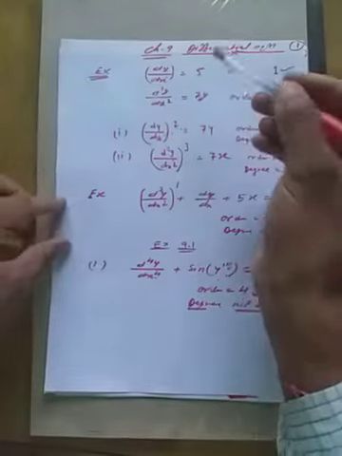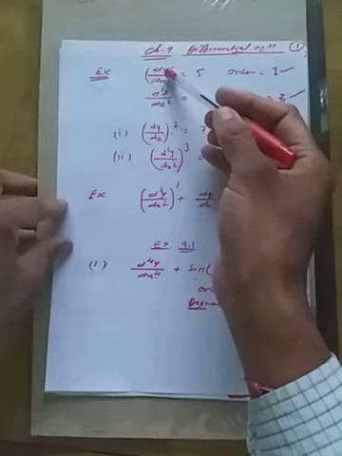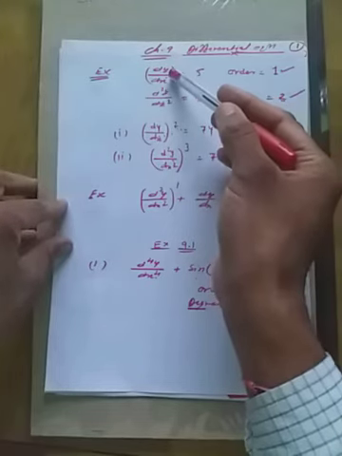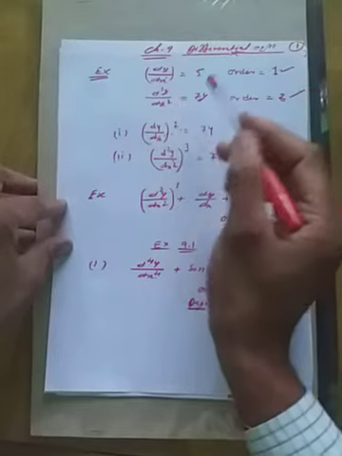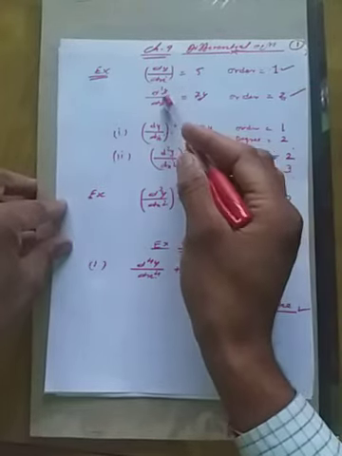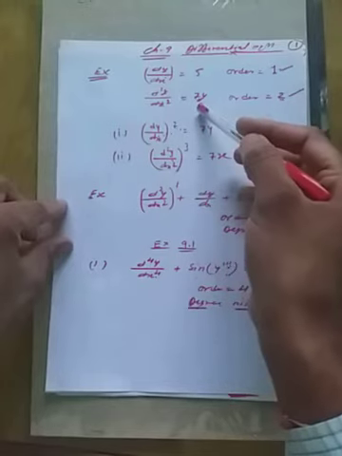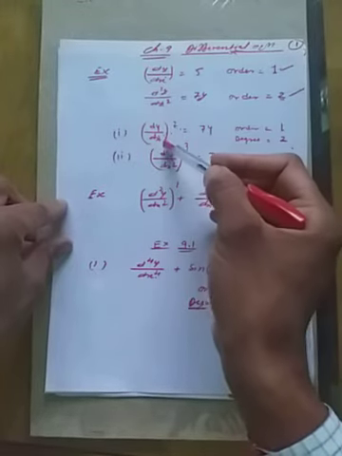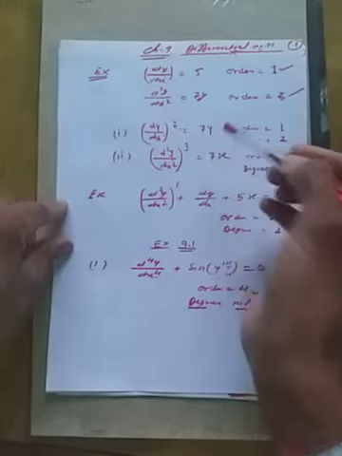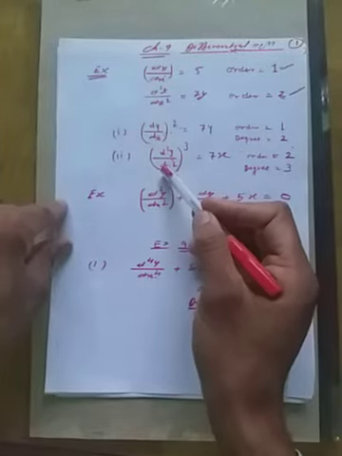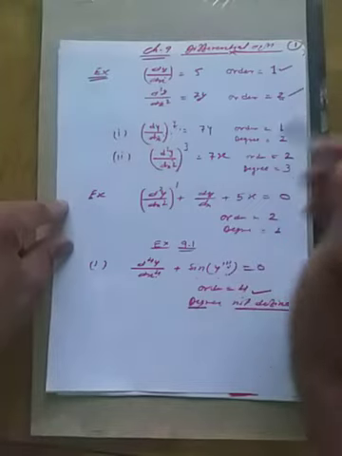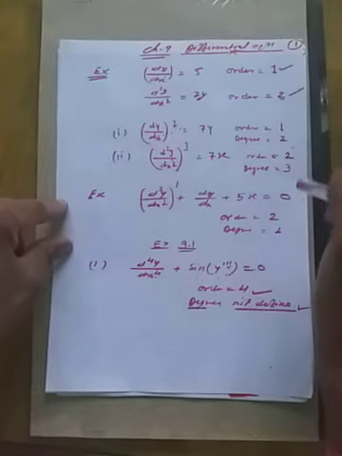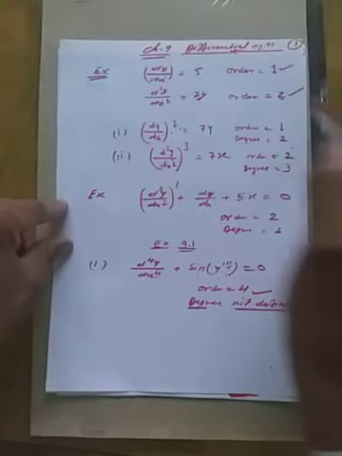Let us suppose differentiation of function y, that is dy by dx equal to 5, and double differentiation of y, d square y by dx square, equal to 7y, and the square of the single differentiation of y is 7y, and the cube of the double differentiation of y is 7x. So we need to understand the degree and order of this differential equation, right?